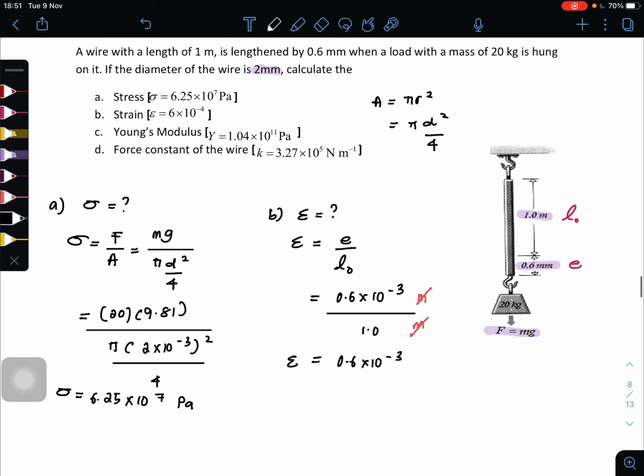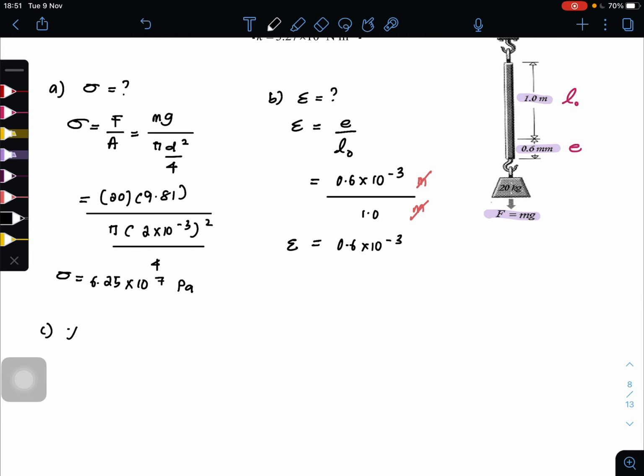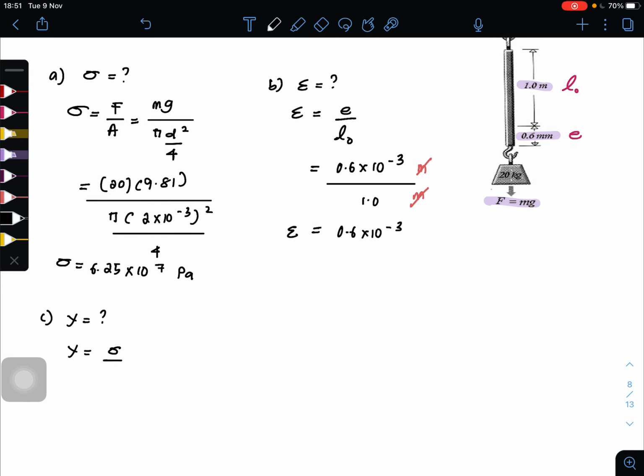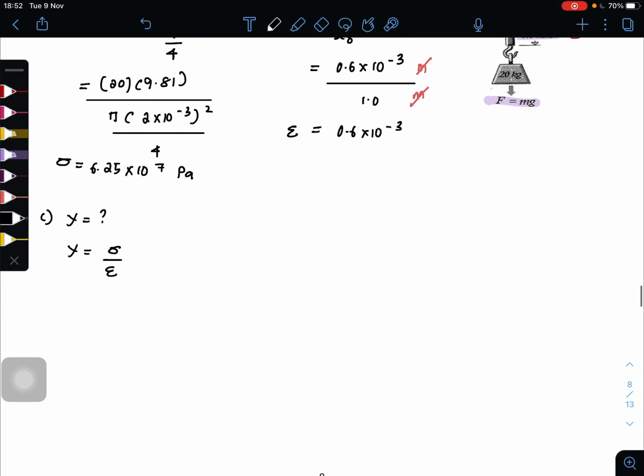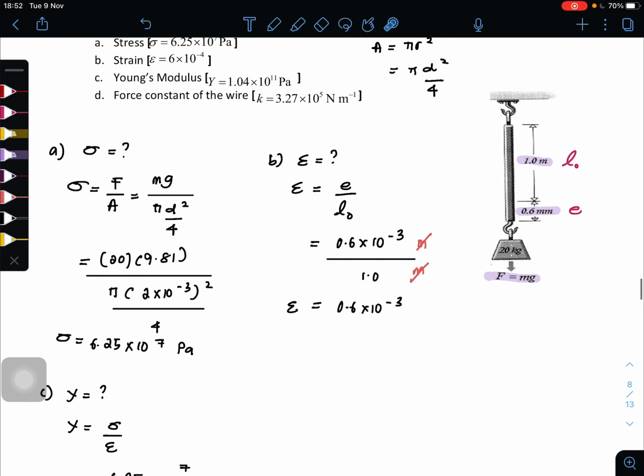And then next one is the Young's modulus. So Young's modulus is equal to the stress divided by the strain. So since kita sudah dapat kedua-dua value, you can just masukkan 6.25 exponent 7 for the stress, and then strain 0.6 exponent negative 3 sama dengan 1.04 exponent 11 Pascal. And then last one, we want to find the force constant of the wire.